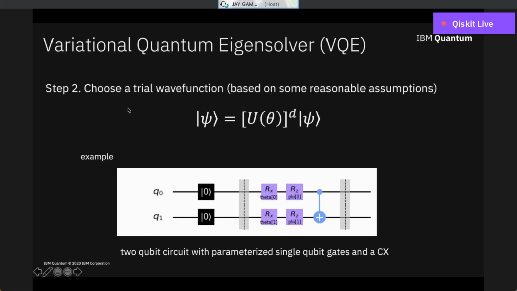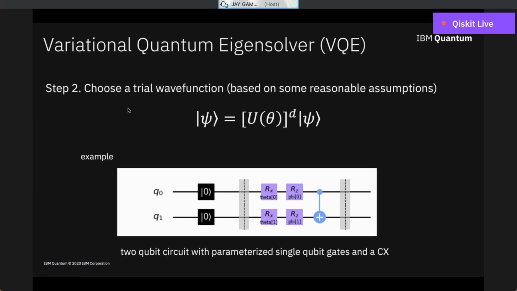The second step is to choose a trial wave function. Hopefully this can be based on some reasonable assumptions. In general, this is complex and probably the weakest part of the variational quantum eigensolver. But by understanding which ones of these work and coming up with different trials, we can work out how to inject different types of circuits into this algorithm.